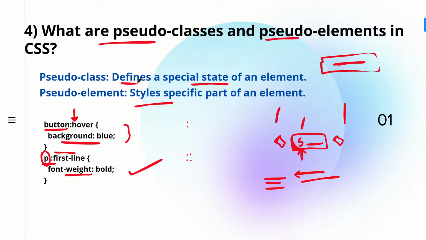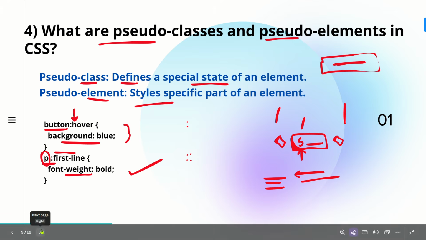And definition wise, you can see pseudo classes define the special state, whereas pseudo elements are helpful for styling a specific part of the element. Examples of pseudo classes which we discussed were hover, focus, nth child, checked, disabled. Examples of pseudo elements which we saw were before, after, and then first letter, first line, placeholder.